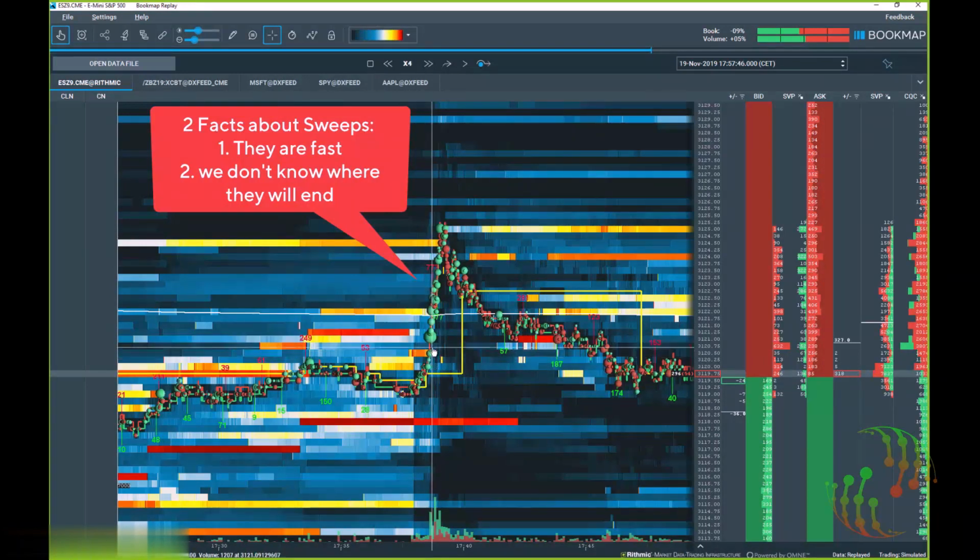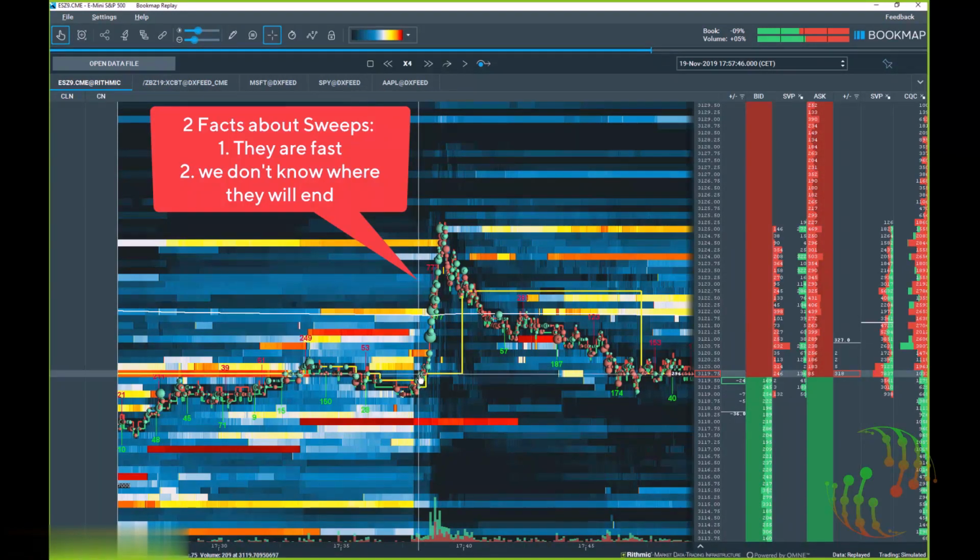But the second difficulty with these sweeps is it's really hard to say where these moves end. Where's the end of the move? Is it here? Is it here? Is it here? Really hard to judge, really hard to say, okay, that's the end of the move. We have two uncertainties here. First of all, the speed of the move, and the second is that we don't know where the move ends. These are facts. We can't ignore them.